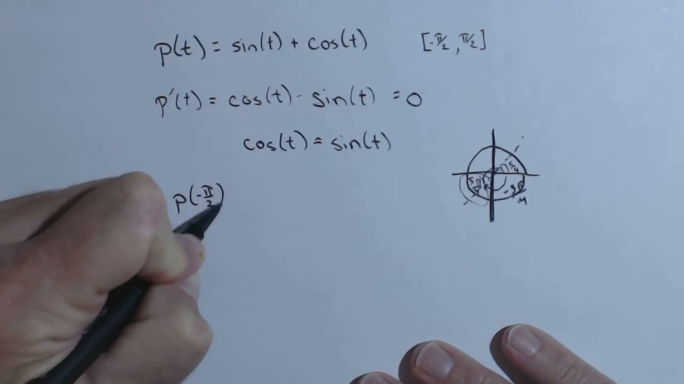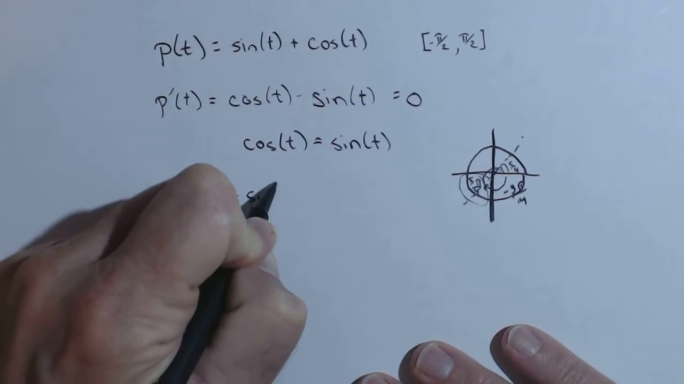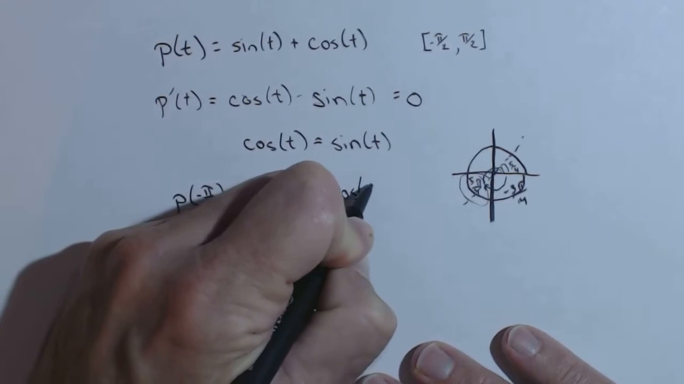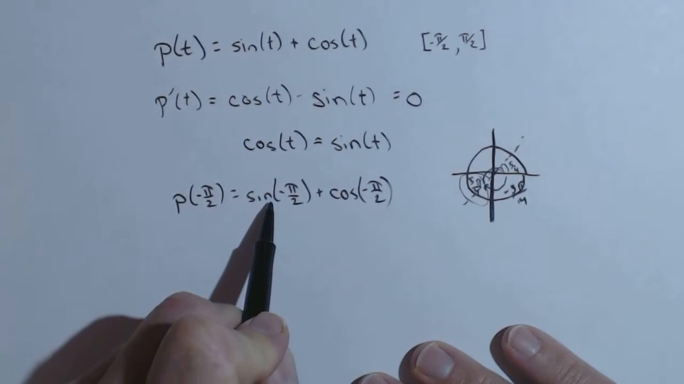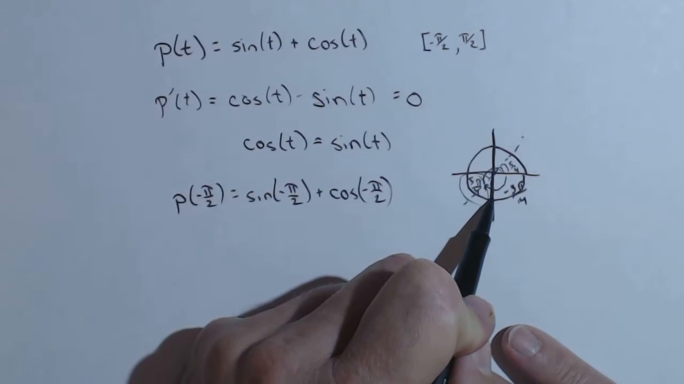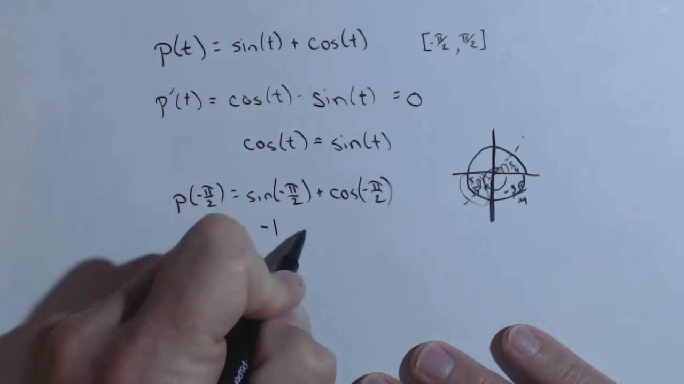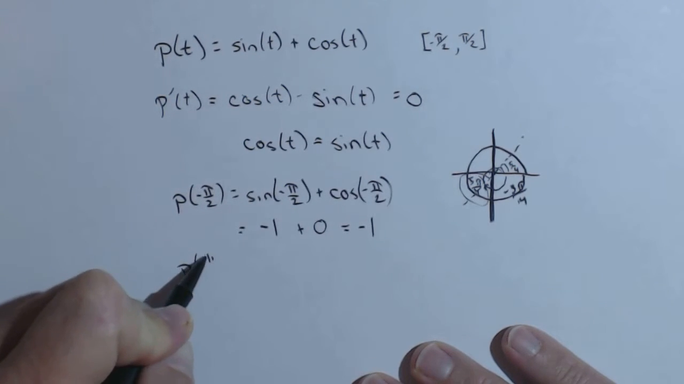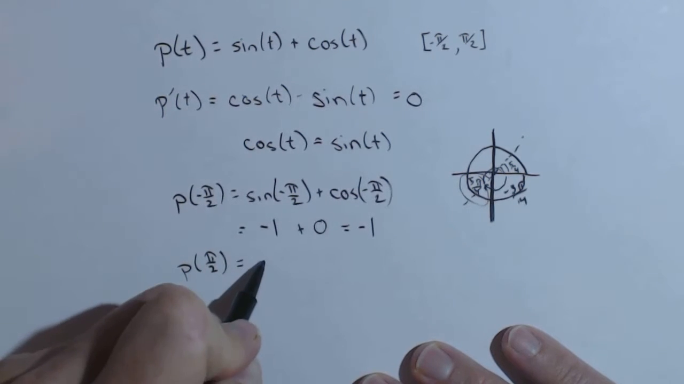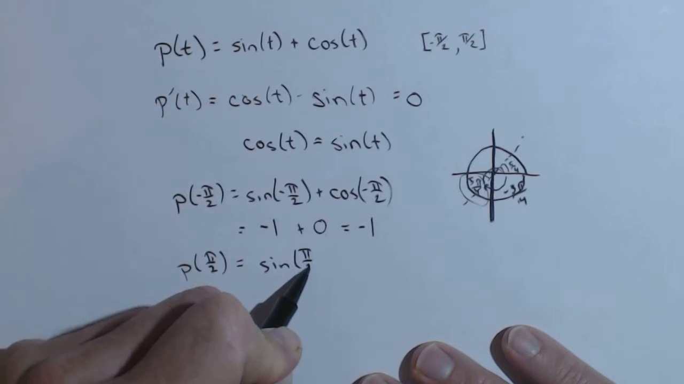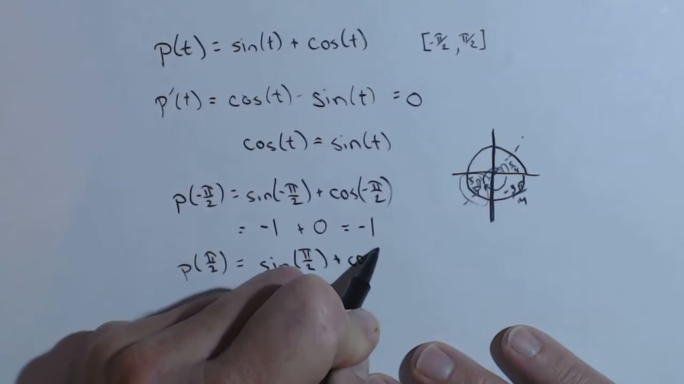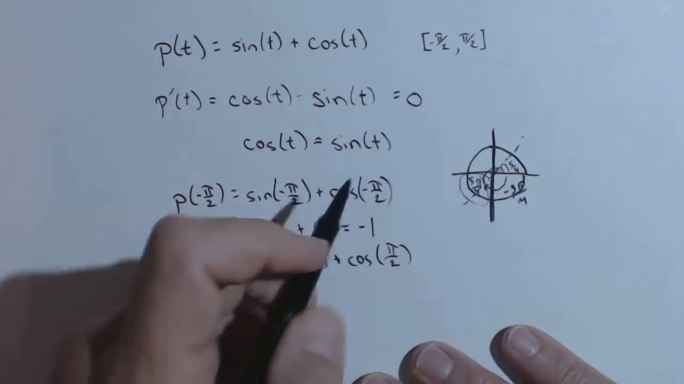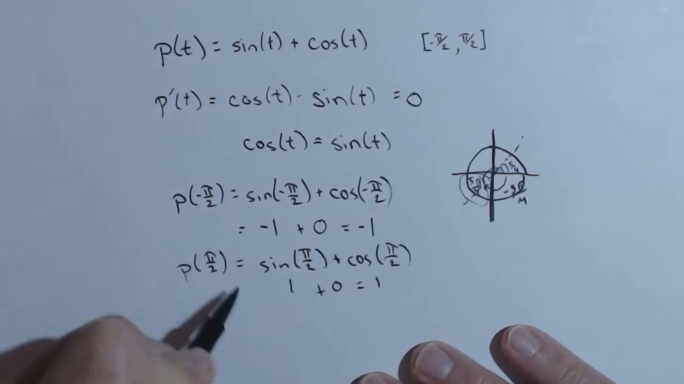So p of negative pi over 2 gives us sine of negative pi over 2 plus cosine of negative pi over 2. Sine at negative pi over 2 is equal to negative 1. Cosine is equal to 0, so that equals negative 1. Now we'll do our function at the other endpoint, p of pi over 2. So now we have sine of pi over 2 plus cosine of pi over 2. And now we have 1, because now we're up here at the top, plus 0 equals 1.